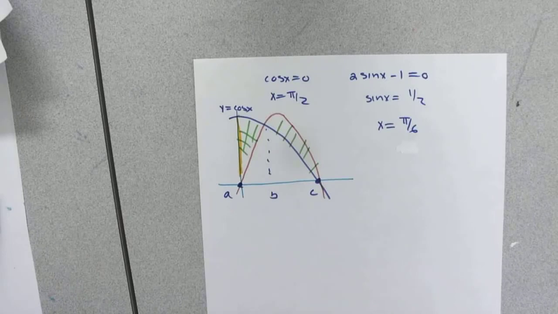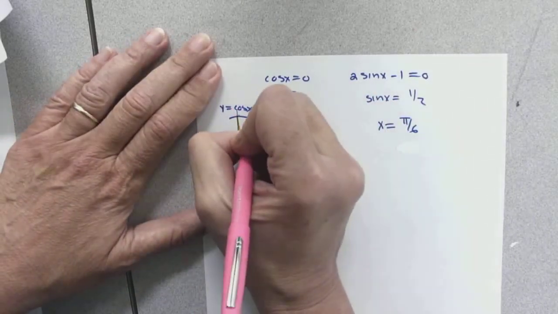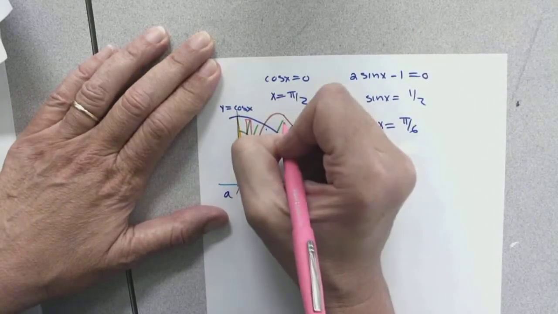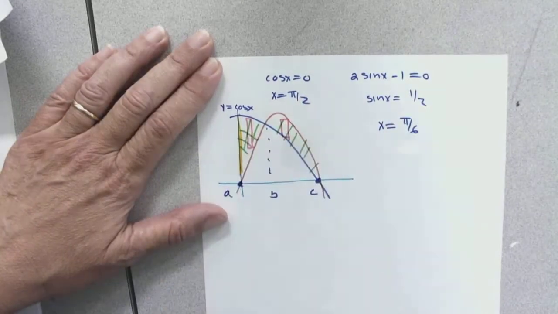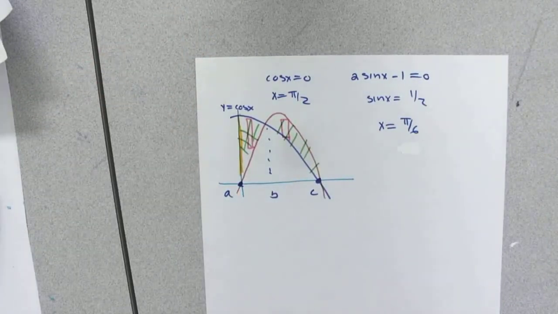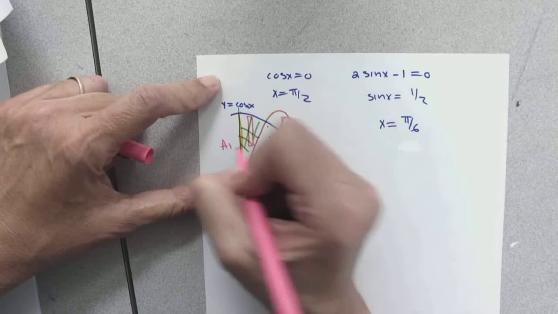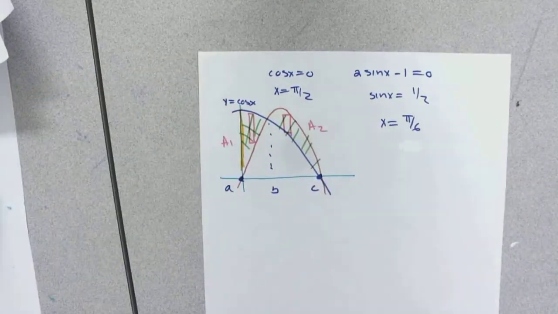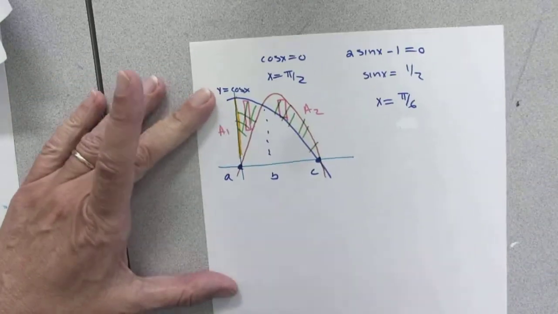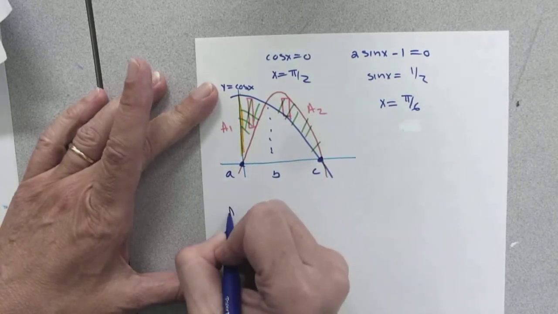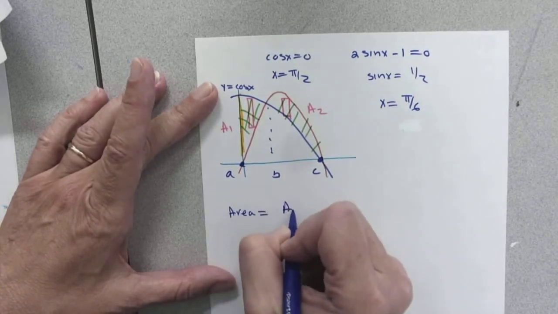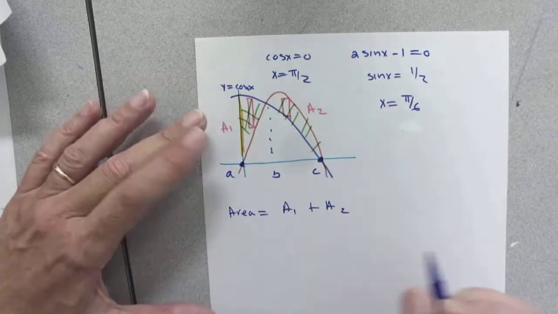If you like seeing the little rectangles to help you visualize what top and bottom is, and it does help some people, notice we have two regions. Let's call them A1 and A2. And so my total area will be the area of A1 plus the area of A2.